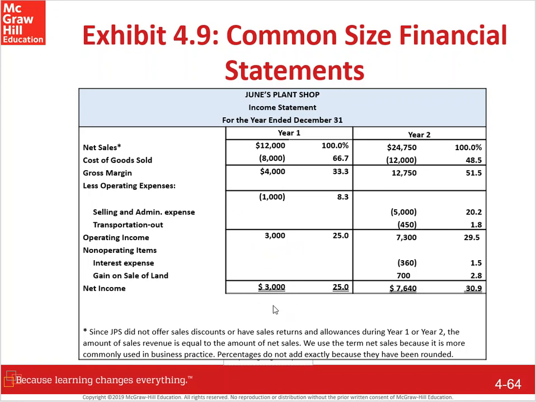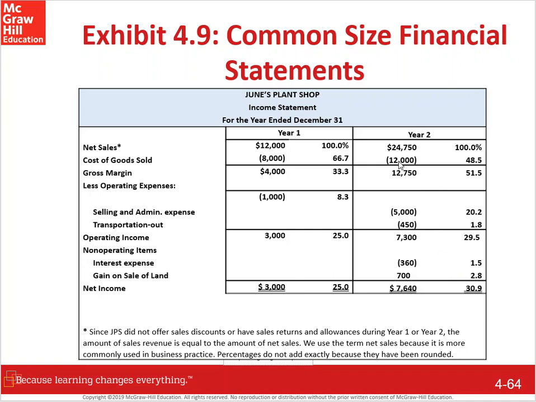So overall, we've got net income of 3,000 divided by our net sales of 12,000. So our net income is 25%. And we do it all again for year two. Now, the purpose in doing this is that comparing our dollars for year one versus year two, we can see that our sales more than doubled. But what we need to figure out is whether our overall performance is doing well, considering that our sales more than doubled. So by expressing this in percentages, by common sizing our financial statements, we get a better idea.